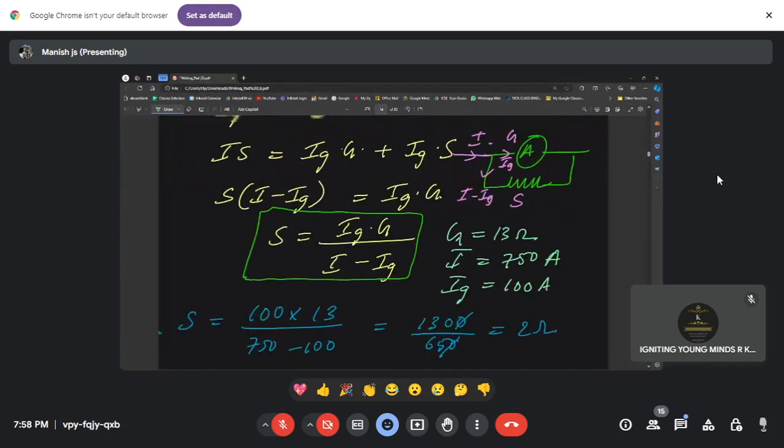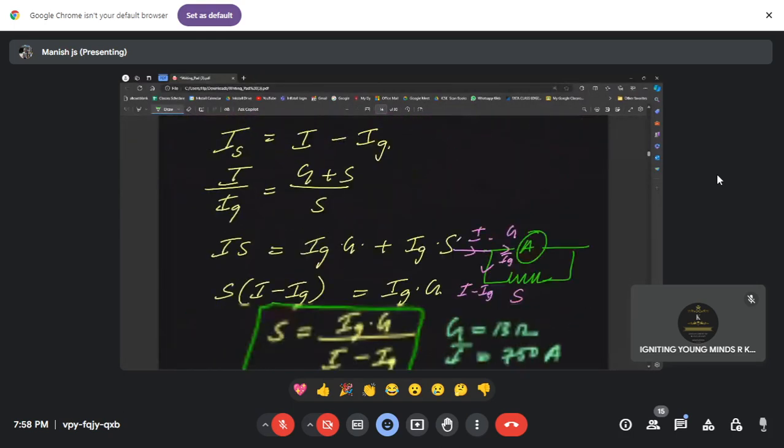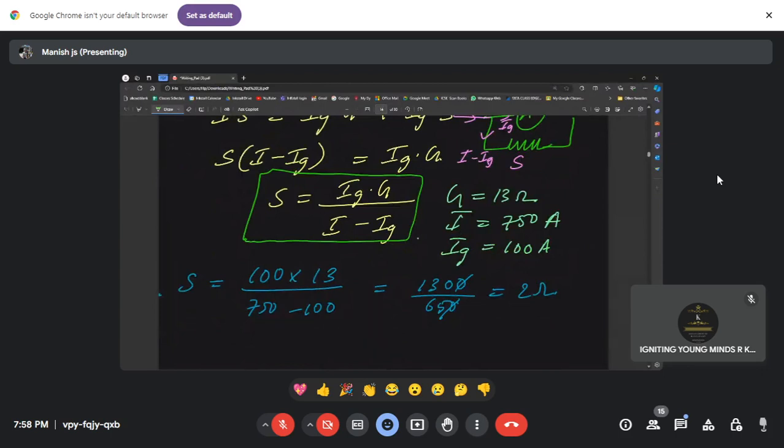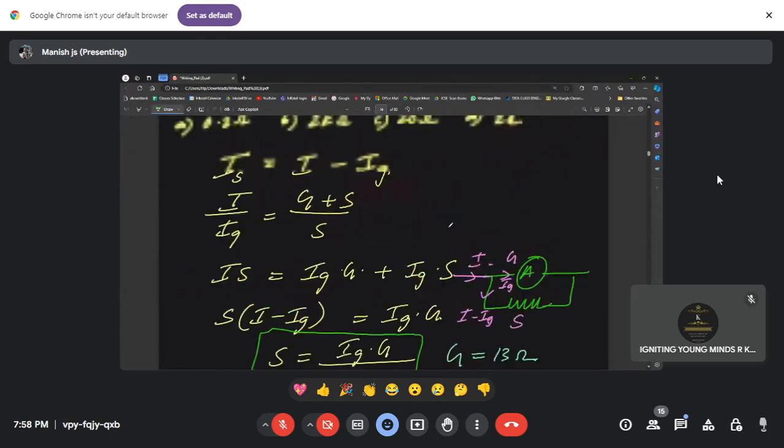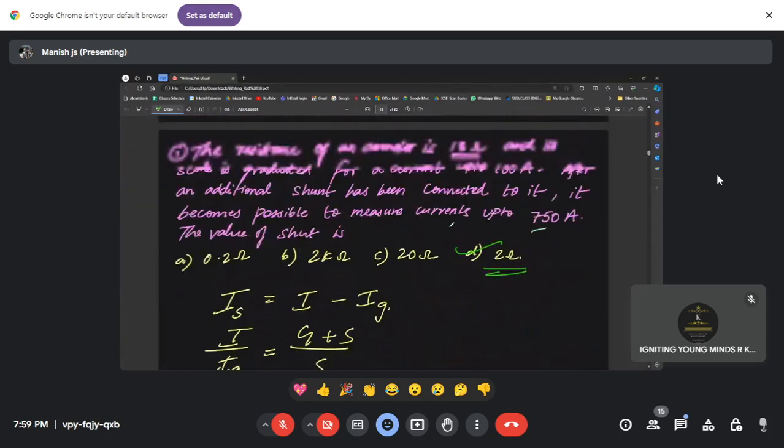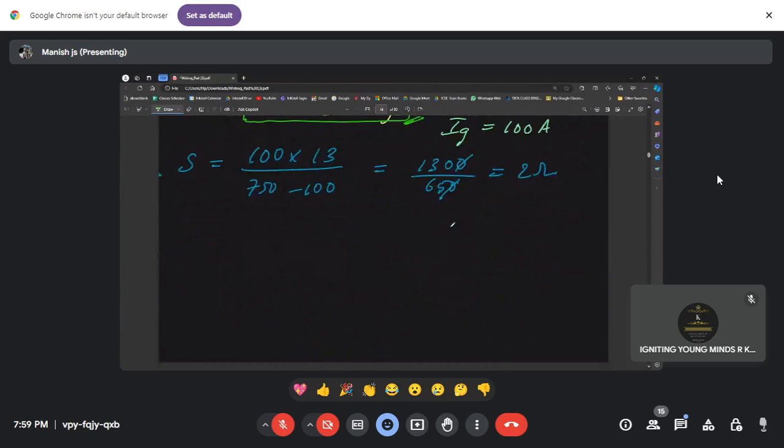This is how you do it. So this formula you should keep in mind. Or generally we can derive this formula on the spot also, but to save time, it's better that you remember this formula. Okay, so let's now move on to the next question, children. I hope this part is clear. So going to the next question. Second question for the day.